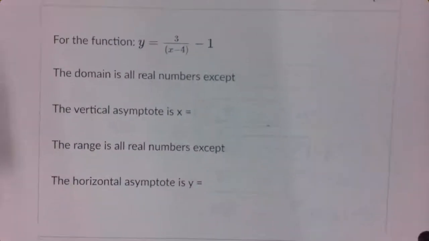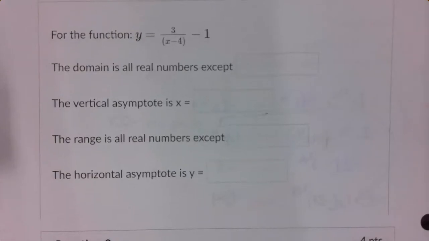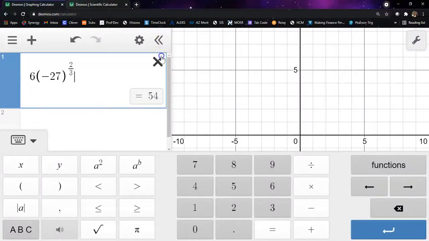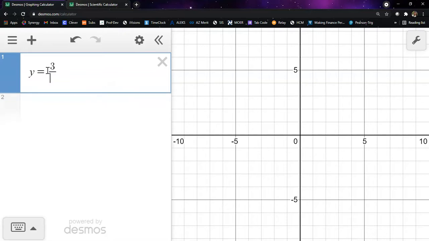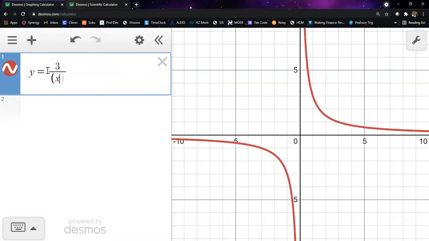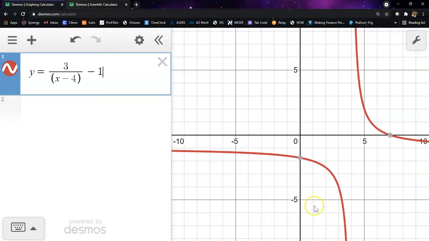This next one gives me this graph. It wants me to find the domain, vertical asymptote, range, and horizontal asymptote. So I can start off by graphing this. Let me close out of this keyboard. So I have y equals 3 divided by x minus 4 minus 1. So my domain is everything except the vertical line it's avoiding, which is x equals 4. And my range is everything except the horizontal line it's avoiding, which is negative 1.